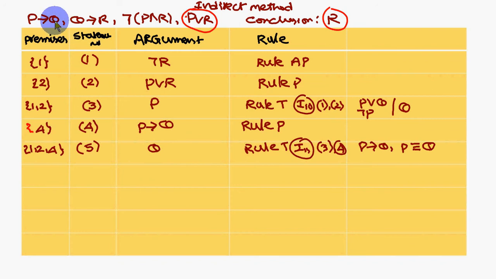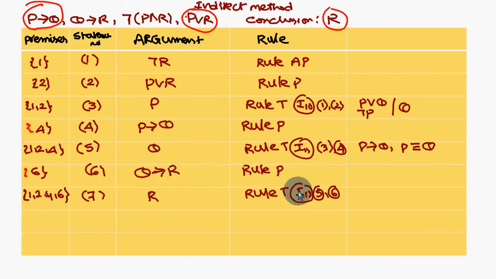So this is completed. Now I am introducing Q conditional R. Again Q and Q will get cancelled. You are left with R. So which rule am I using? I11. Which statements am I combining? 5 and 6 I am combining.